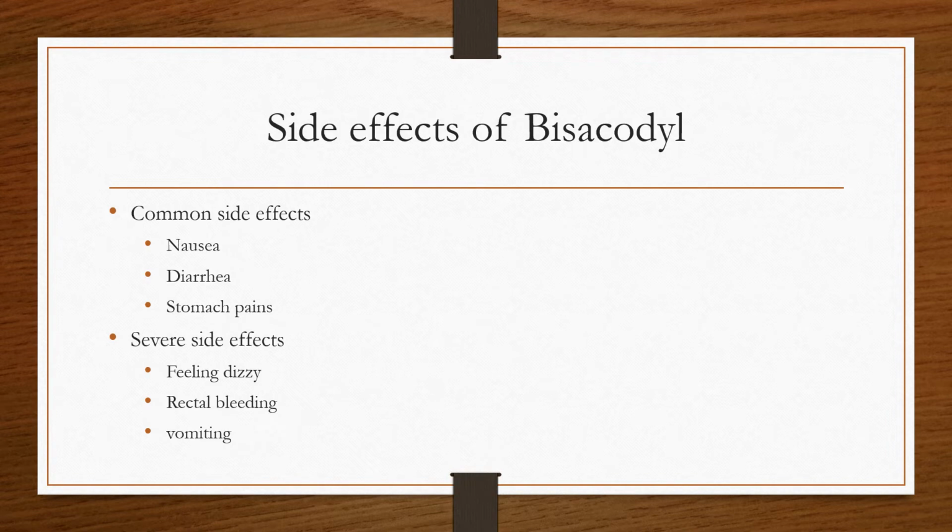Bisacodyl sounds very good in the sense that it'll help you get ready for medical procedures and relieve you of constipation, but that does not mean it comes without side effects. Now, the most common side effects people have reported are nausea, diarrhea, and stomach pains. Now, the severe side effects are often rare, but that doesn't mean they don't happen. So the severe side effects consist of feeling dizzy, having rectal bleeding, or vomiting.